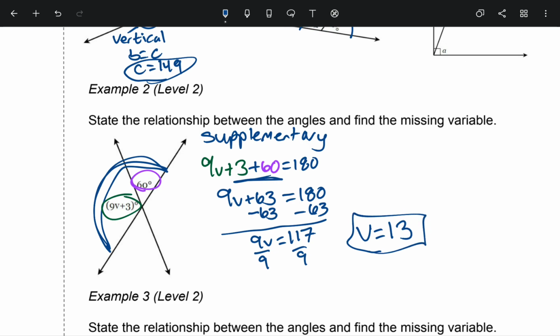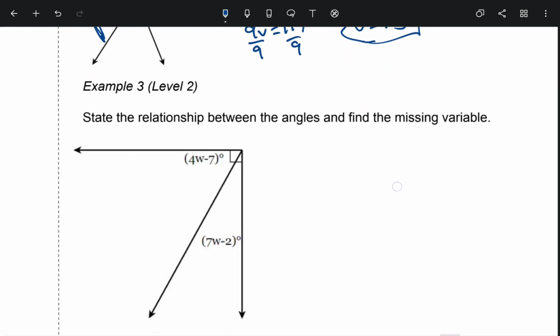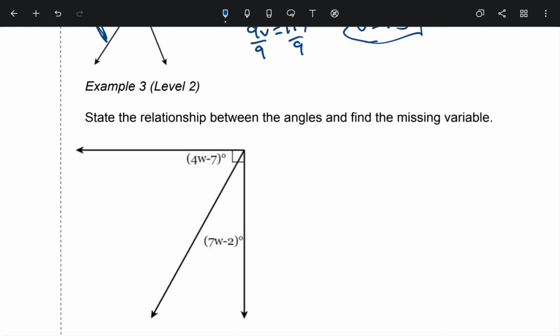And that is it. Let's try example 3 now. So same thing, state the relationship between the angles and find the missing variable.